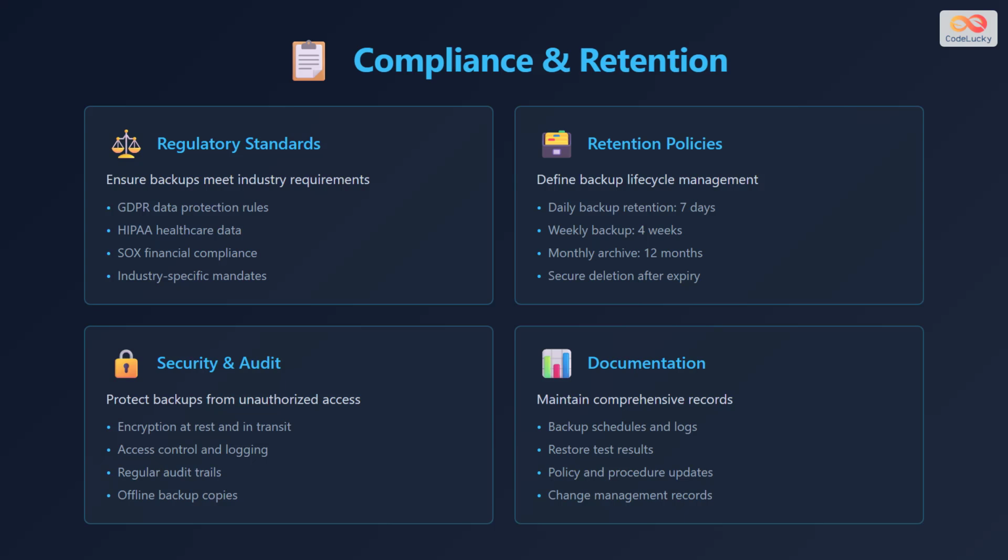Security and audit measures include encrypting data at rest and in transit, implementing access control and logging, maintaining audit trails, and keeping offline backup copies. Documentation includes backup schedules and logs, restore test results, policy and procedure updates, and change management records.